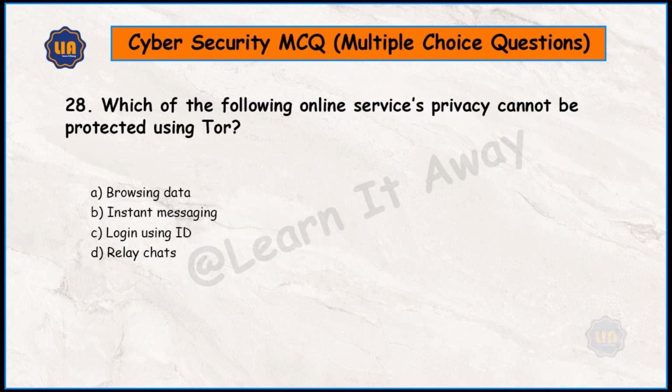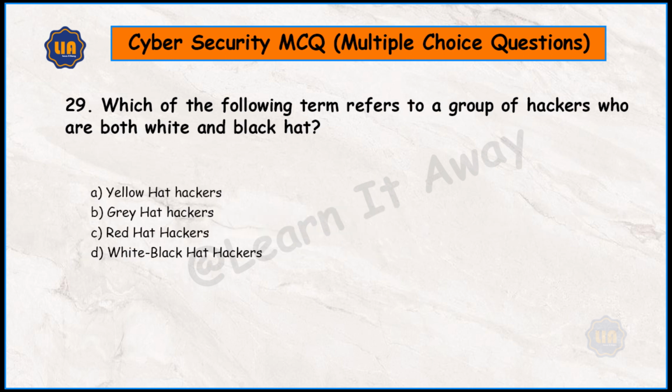28. Which of the following online services' privacy cannot be protected using Tor? A. Browsing data. B. Instant messaging. C. Login using ID. D. Relay chats. Answer. C.